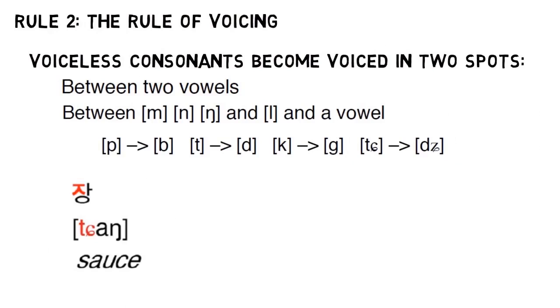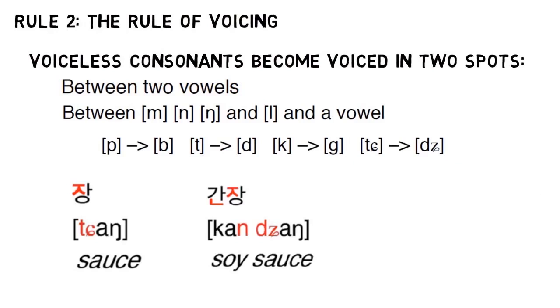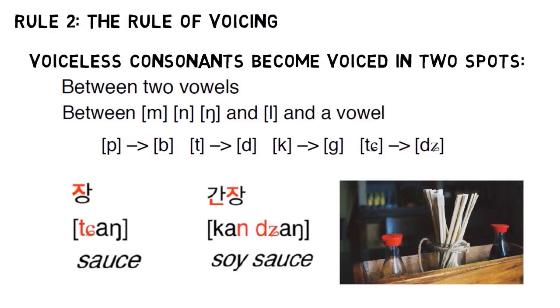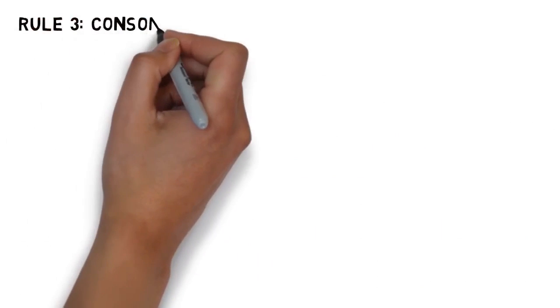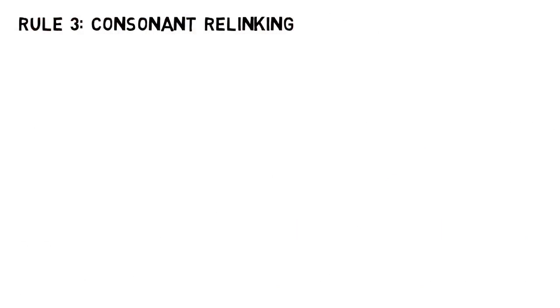So here's jang, meaning sauce, starting with an unvoiced ch sound. And here's 간장, soy sauce, where that N at the end of the first syllable turns our unvoiced ch sound into j. 장, 간장. And with that covered, we're ready for rule 3, consonant relinking.